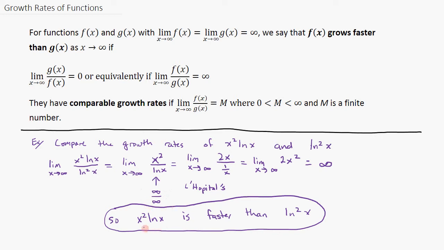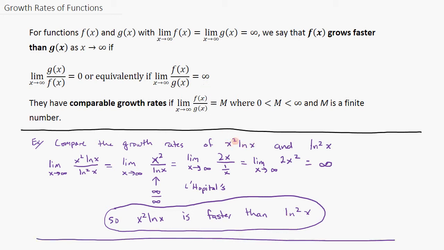So what this means is that say you have some computer data that takes up x bits. If you have an algorithm that runs on the order of x squared ln of x operations, and a second algorithm that takes ln of x squared operations, then in the long run, the first algorithm takes more operations, and so as a function, it grows faster than the second function. But as an algorithm, the second algorithm will be faster.